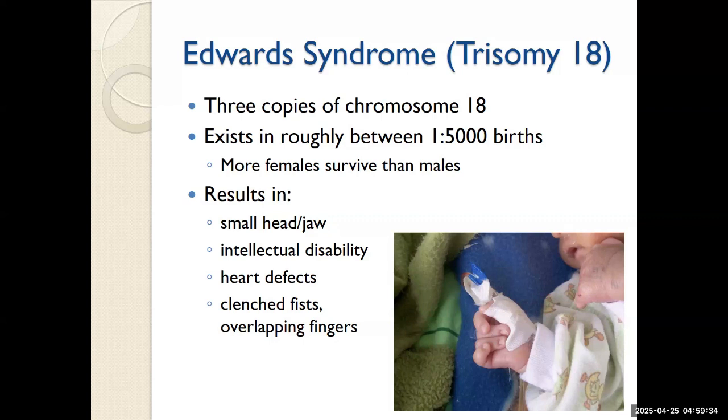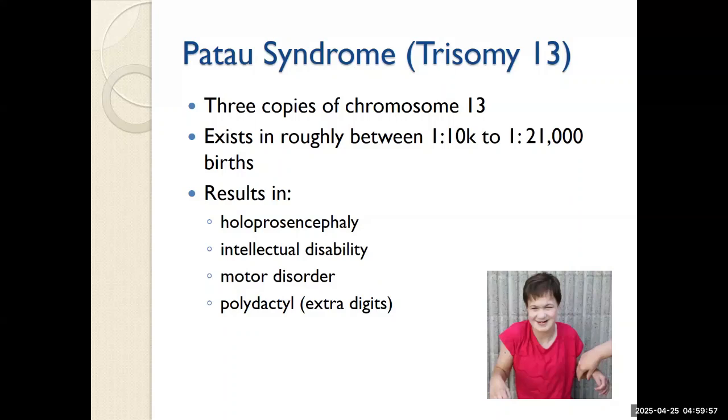Individuals with an extra 18th chromosome will typically inherit small heads and jaws, an intellectual disadvantage, heart defects, and they're typically born with a strange clenched fist with overlapping finger presentation. Our final trisomy that we'll discuss is trisomy 13, also known as Patau syndrome. This is really rare. It results in the failure of the forebrain to divide properly.